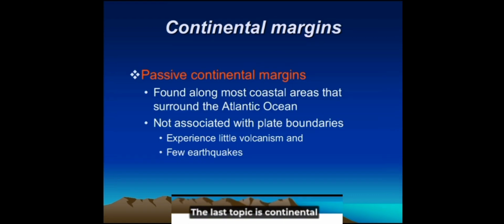The last topic is continental margins. We have here passive continental margins, found along most coastal areas that surround the Atlantic Ocean, not associated with plate boundaries, and they experience little volcanism and few earthquakes.